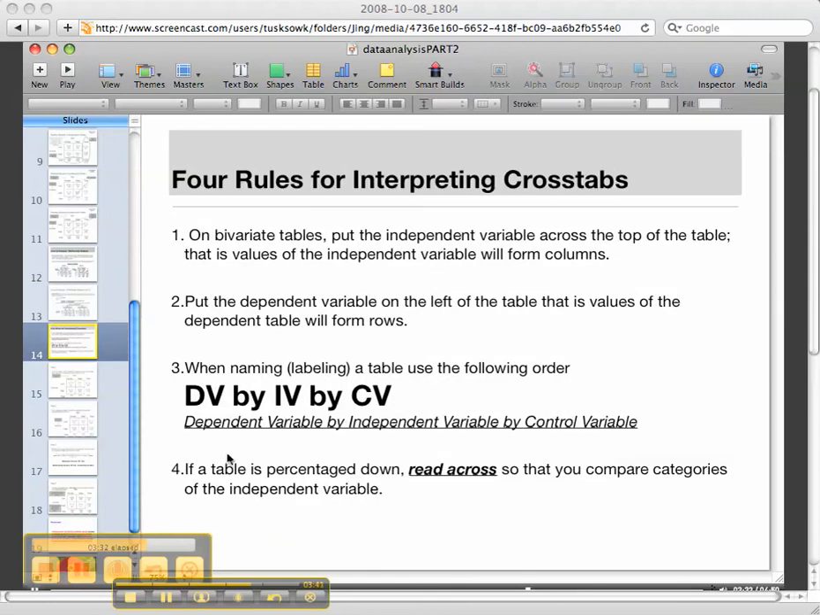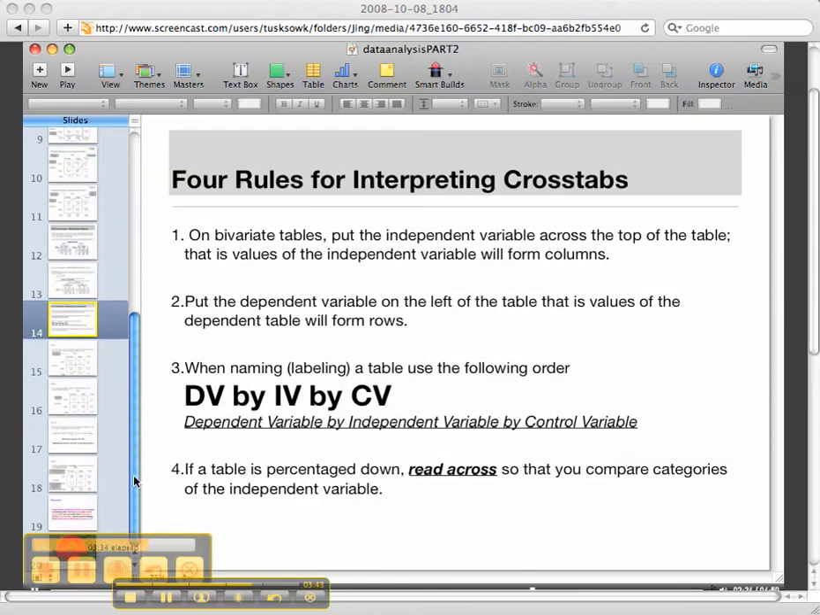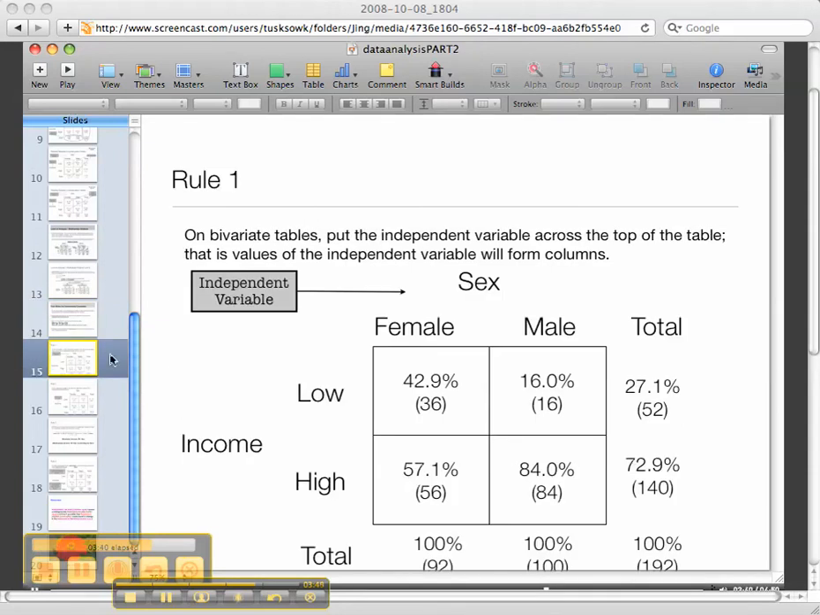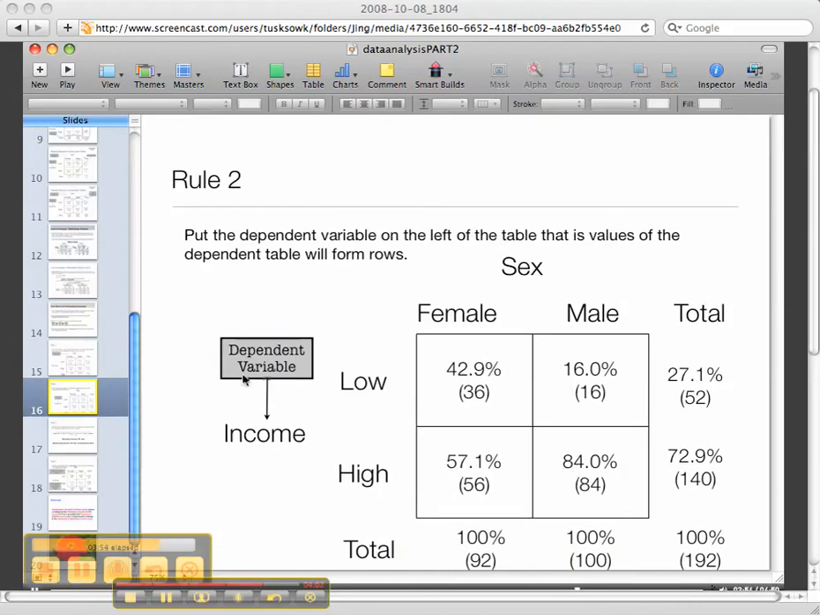There are 4 rules for interpreting crosstabs. I'm going to go through them here. You can write this down or pause at this point if you'd like. Rule 1. Always put the independent variable across the top of the table. That is, the values of the independent variable will form columns. These are columns. And your dependent variables will always form rows.